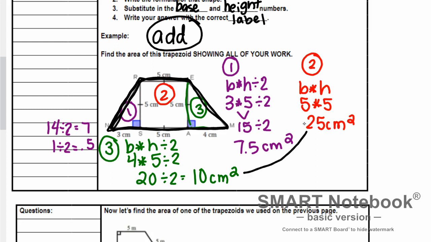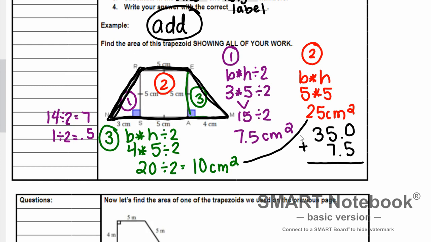Well, I'm going to group together my 10 and my 25 to get a 35. Then I've got my 7.5, and I have to line that up, my ones place with my ones place. So on that 35, I will have to add a 0.0, and we will add those up. 0 plus 5 is 5. When I'm adding, I just drop my decimal straight down because they are right on top of each other. Then I've got 7, 8, 9, 10, 11, 12. Write my 2, carry my 1. 3 plus 1 is 4. Final answer would be 42.5 centimeters squared.